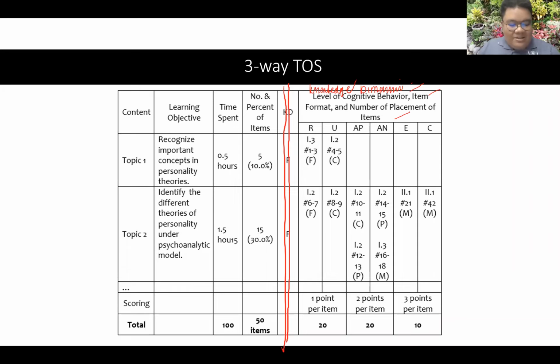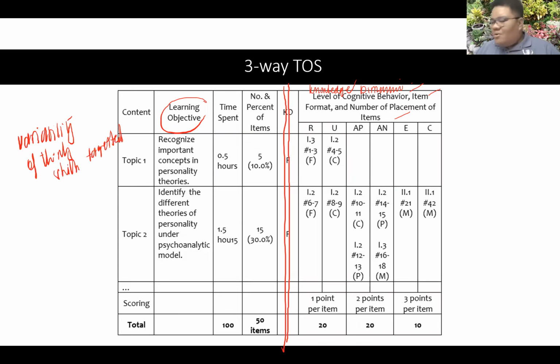Ano pang pinagkaiba dito, class? Pag titingnan nyo sa two-way TOS, hindi na po nailagay yung learning objective. Pero sa three-way TOS, nandyan lahat. Kaya nga sabi, ang three-way TOS daw is a combination of your one-way and two-way TOS. Okay? Pagkatapos nagpapakita siya ng variability, it shows the variability of the thinking skills targeted. Okay? Variability of thinking skills that are being targeted.